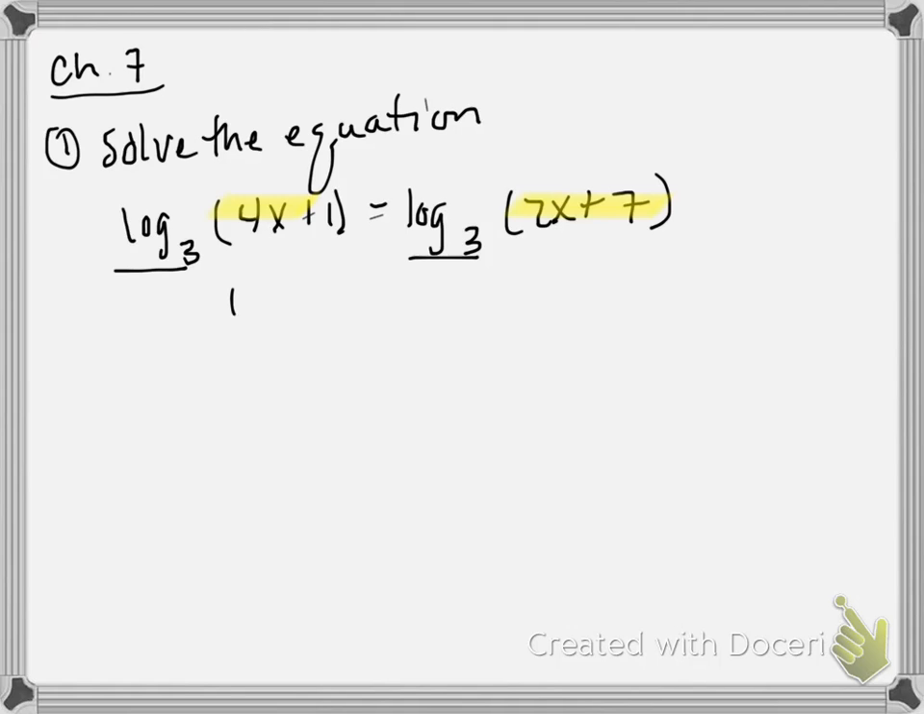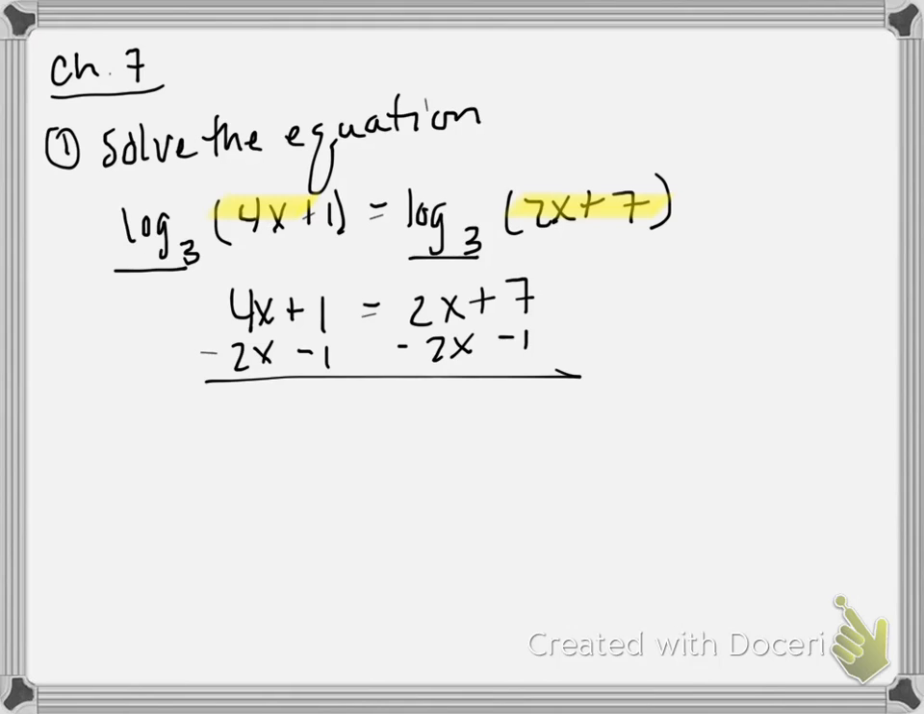So what I'm going to do is think about, okay, that means that 4x plus 1 equals 2x plus 7. Little equation here. Let's see what this gives me. Looks like x equals 3.